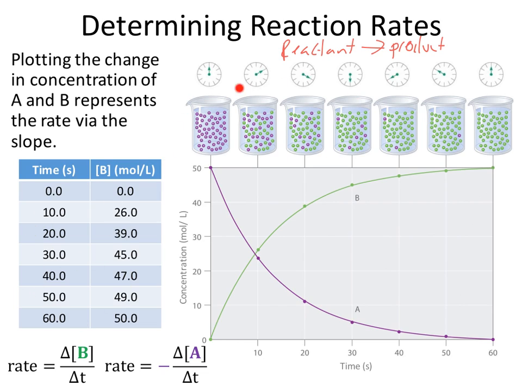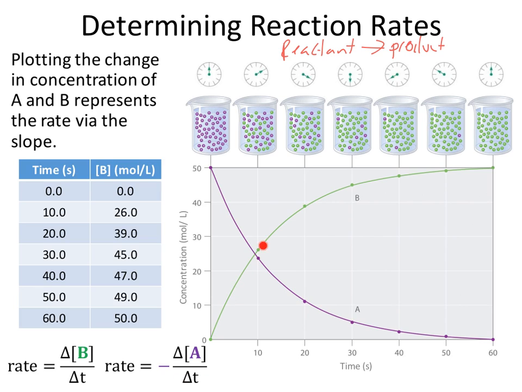So if we analyze this, we see that as we have our change in time, we also have a change in the concentration. In this case, we're looking at B, the production of B, so our value would be positive: the change in B over change in time. We could also relate it back to A, but that would be the negative of the rate over here: the change in the concentration of A over the change in time.